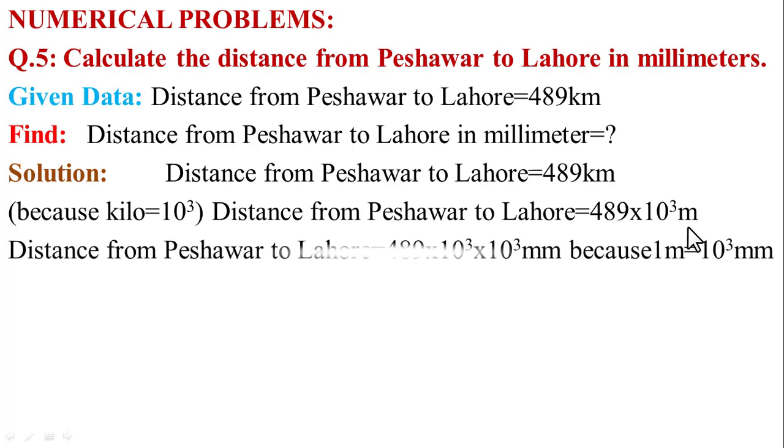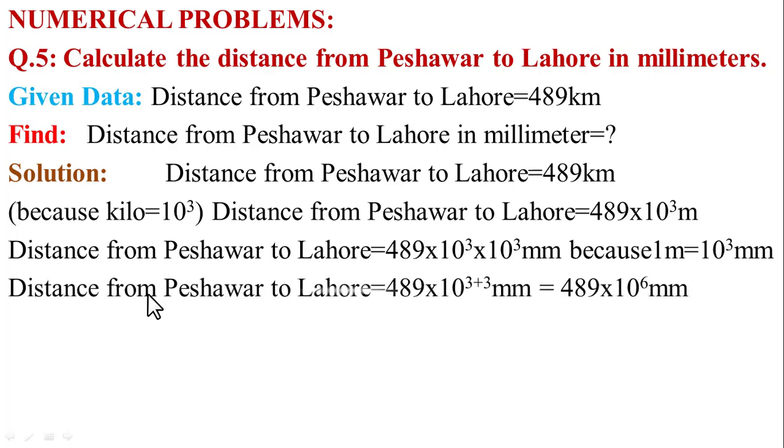We also write that the distance from Peshawar to Lahore is 489 multiplied by 10 raised to power 3 multiplied by 10 raised to power 3 millimeter, because we also know that 1 meter is equal to 10 raised to power 3 millimeter. So we can put the values in.